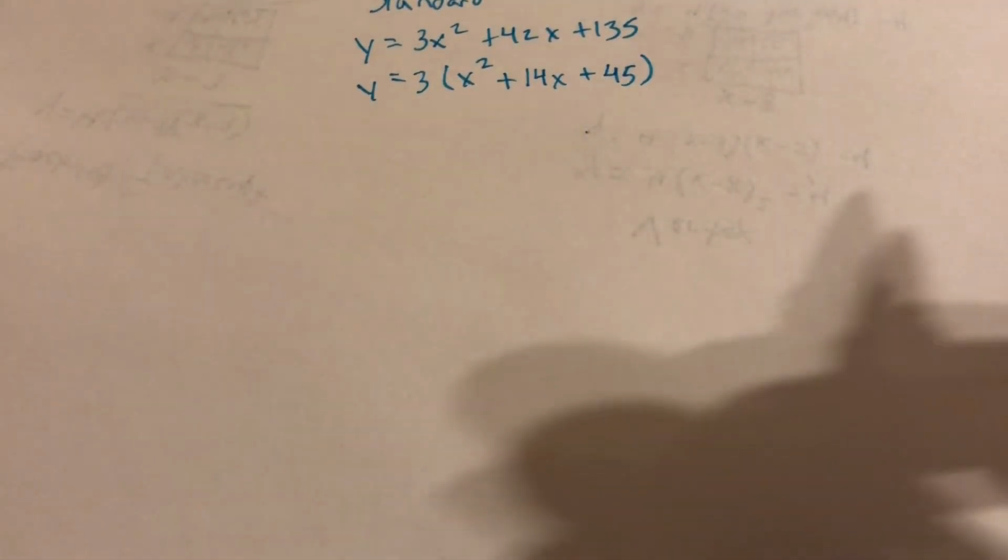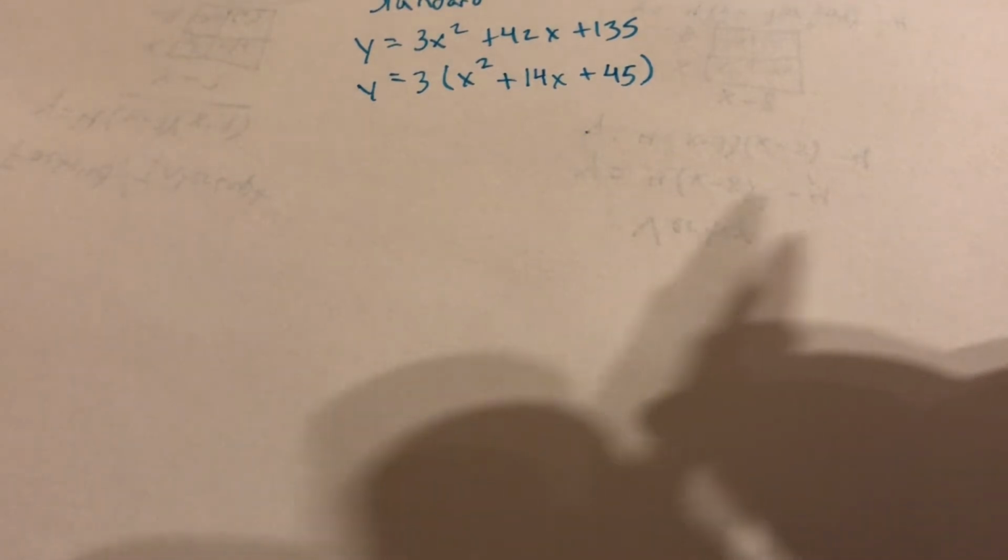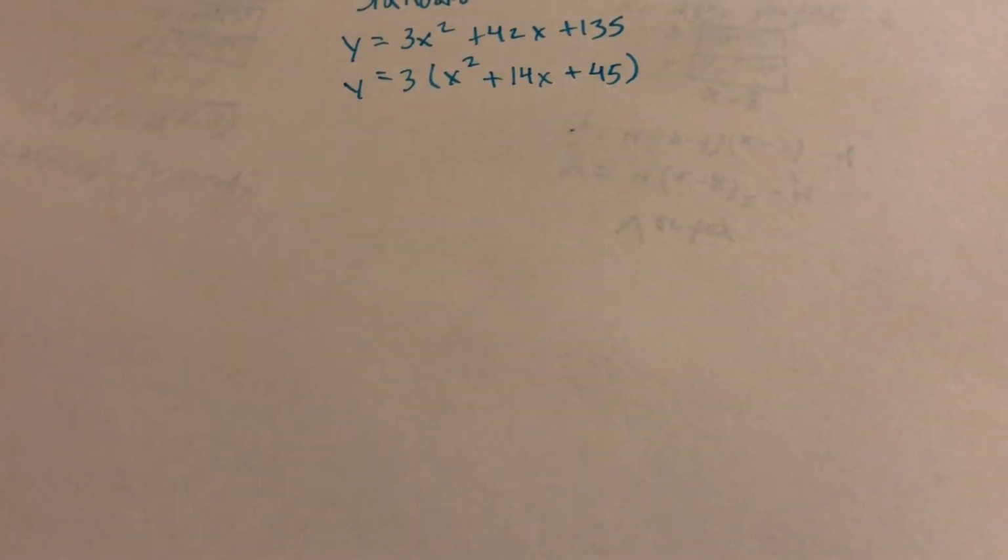So we can go different ways from here. We can see if we can break it into factored form, or we can see if we can break it into vertex form. Let's start with going into factored form. Okay, so here we're going to use what we talked about with the area model. So we have 3 times x squared plus 14x plus 45.